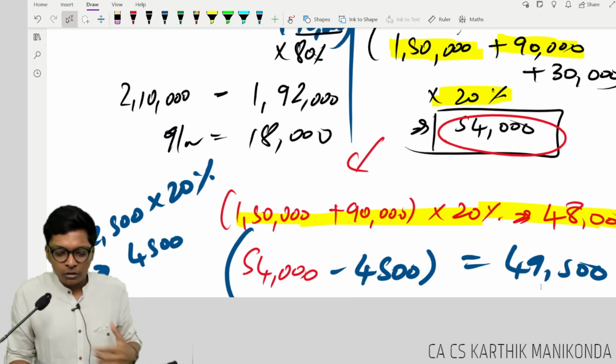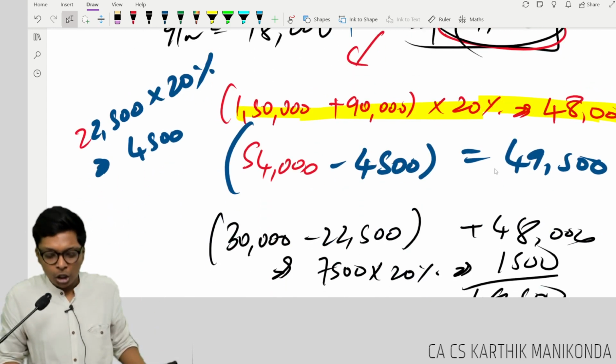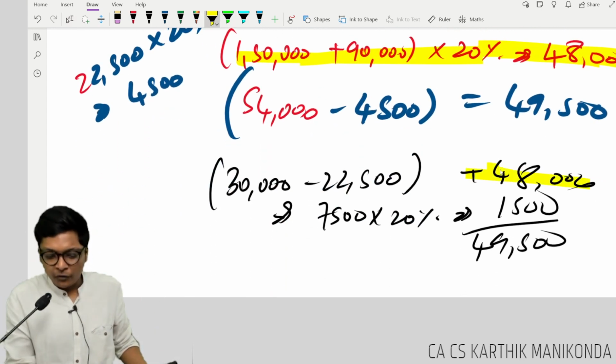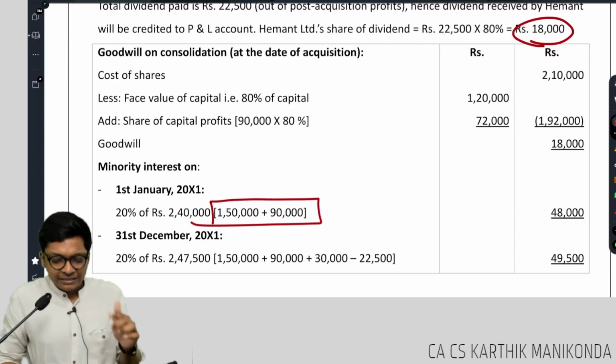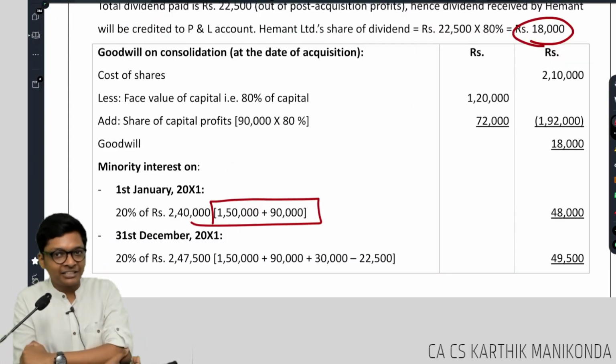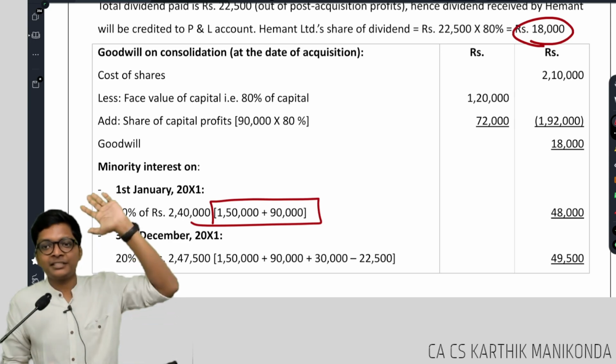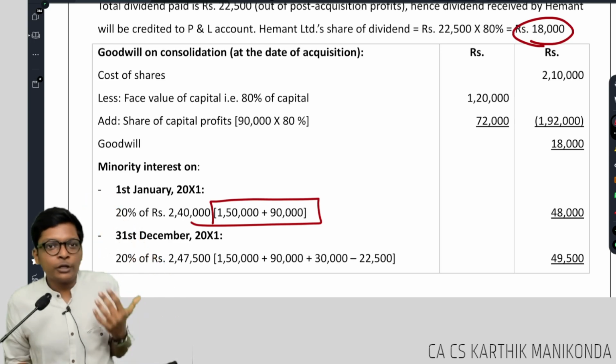Find 54, reduce dividend share, or normally you find 48 plus available post share, 49,500. That's the answer over here. Are you understanding? Lakshita, getting it? How many of you got the answer for this? So you didn't reduce dividend.